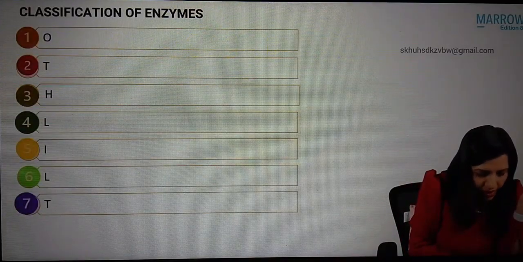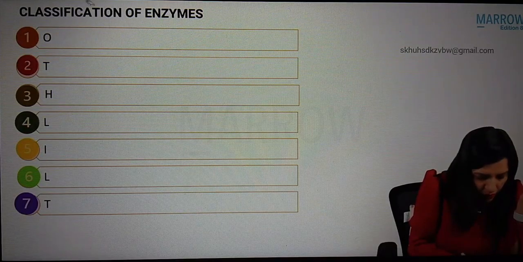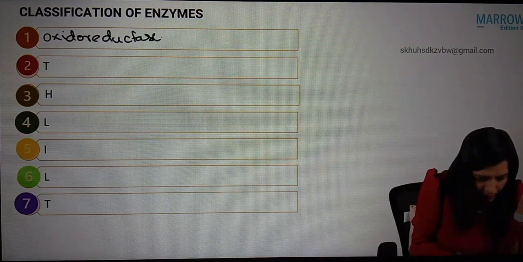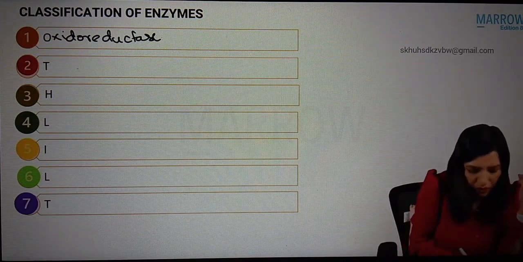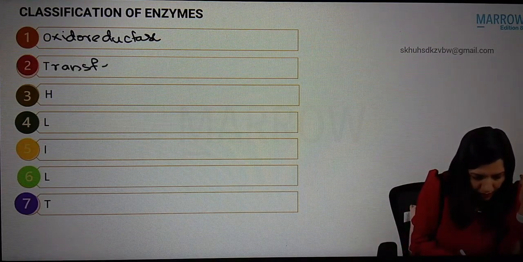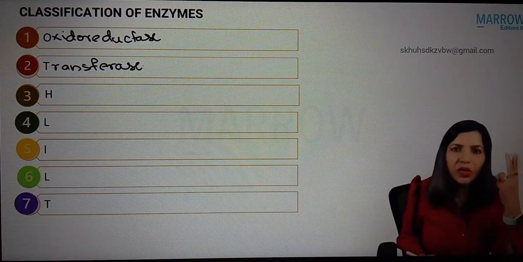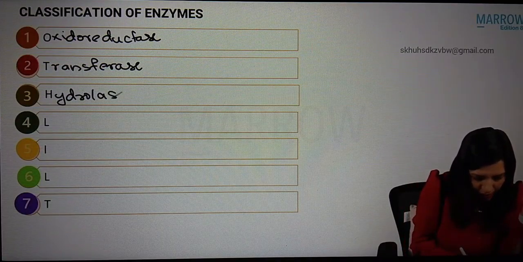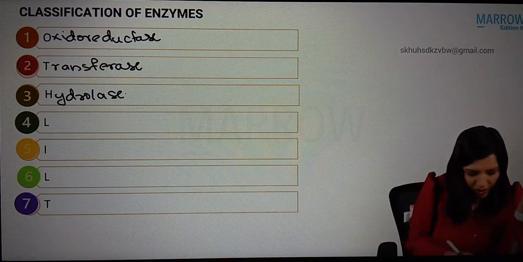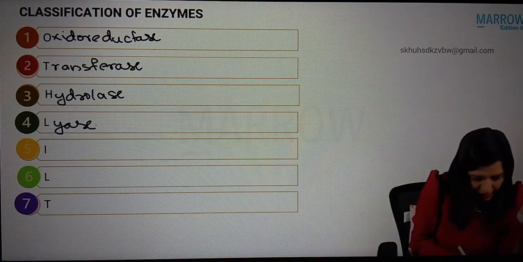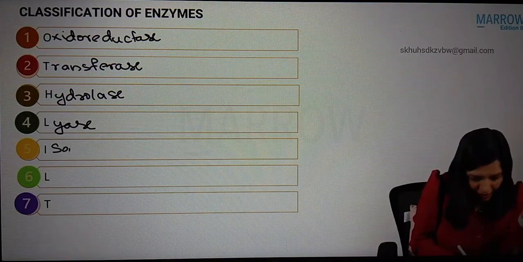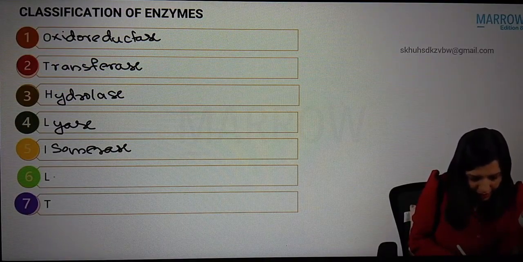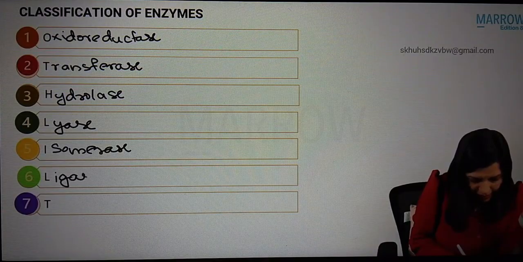So what is that O standing for there? O stands for oxidoreductase. And the T stands for transferase, which is class 2. Then class 3 is hydrolase. Then the fourth class is a lyase. Then the fifth class is an isomerase. And that L again, that is a ligase.